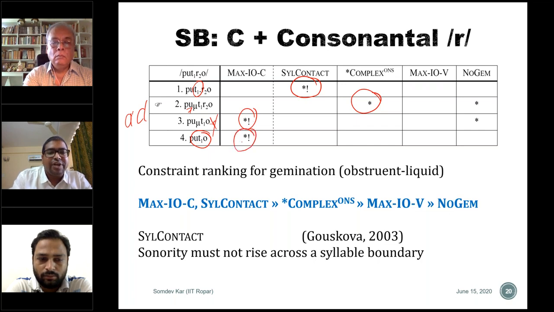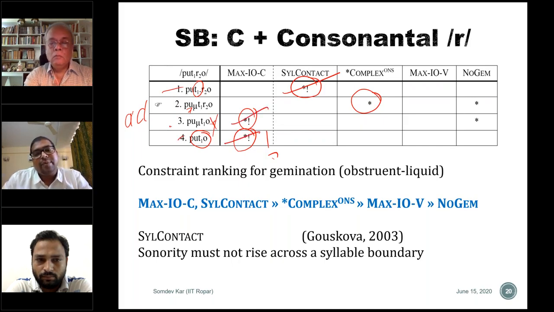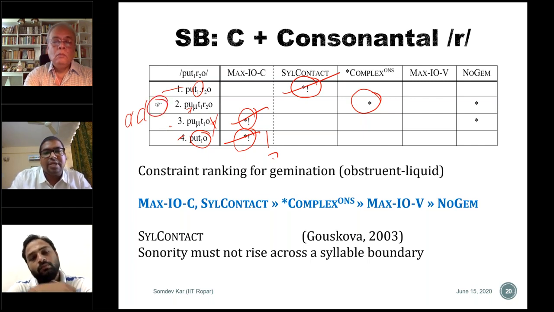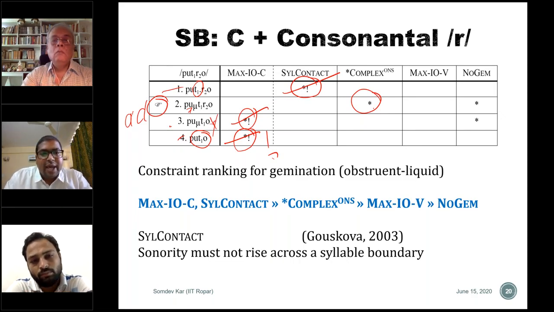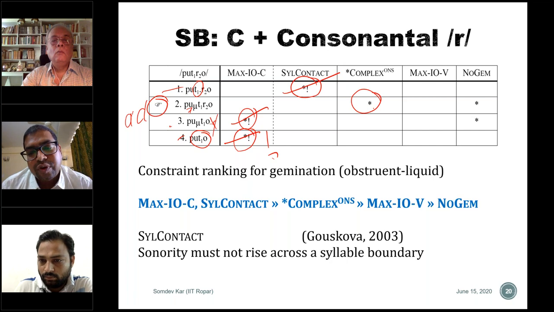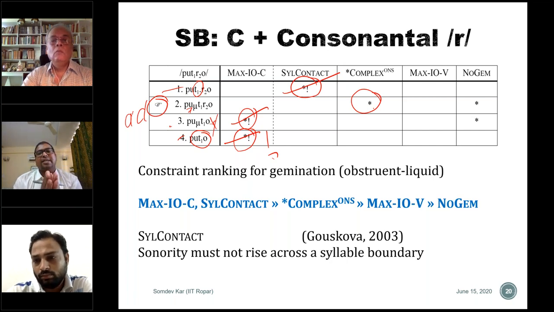So these are all fatal violations, marked with this exclamation mark. The first one is gone here, the third one is gone here, the fourth one is gone here. So they lost the competition. Only the one that is left is the second candidate, which is putro, and this is the winning candidate. This is the optimal candidate. And this is basically giving us the theoretical foundation for such gemination in at least one language.